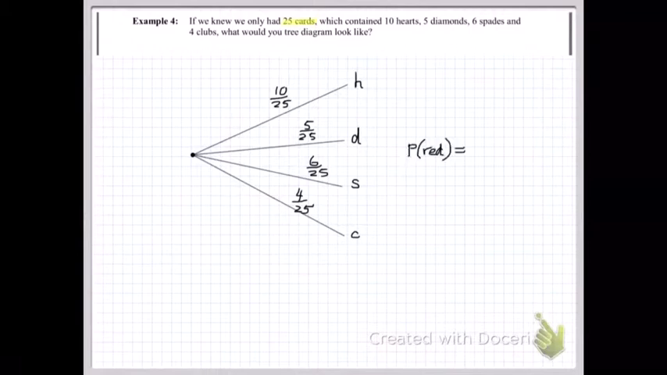If we wanted to find the probability of drawing a red card, for example, there are only 2 red suits, the hearts and the diamonds. So we add those probabilities together, which is 15 over 25, and that reduces to 3/5.